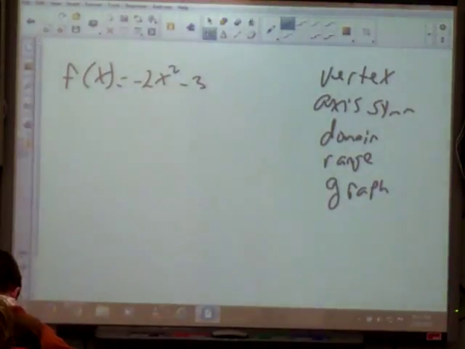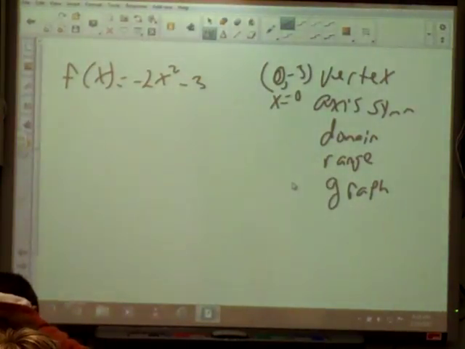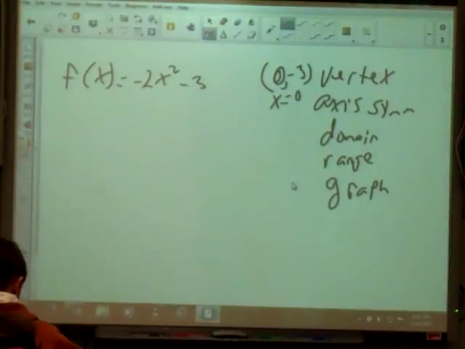Vertex, 0, negative 3. Good. Axis of symmetry, 0. Good. Alright, how did Blake know that? That's all correct. We're in standard form, so what did you have to use to find your x and your axis of symmetry? The x did negative b over 2a.